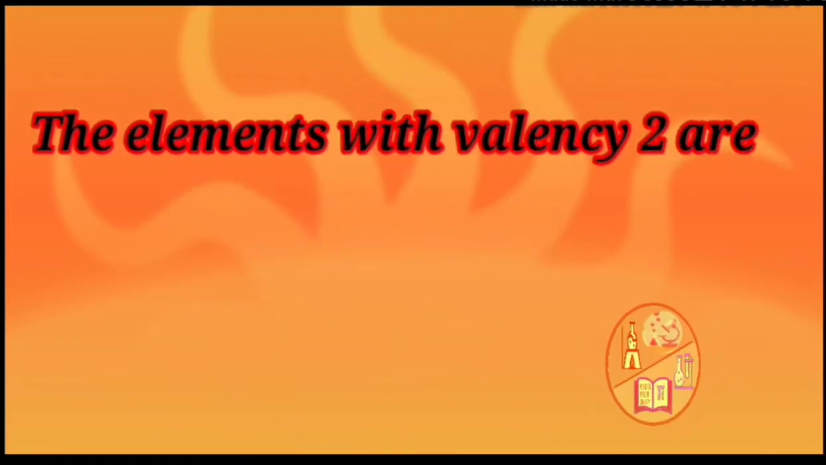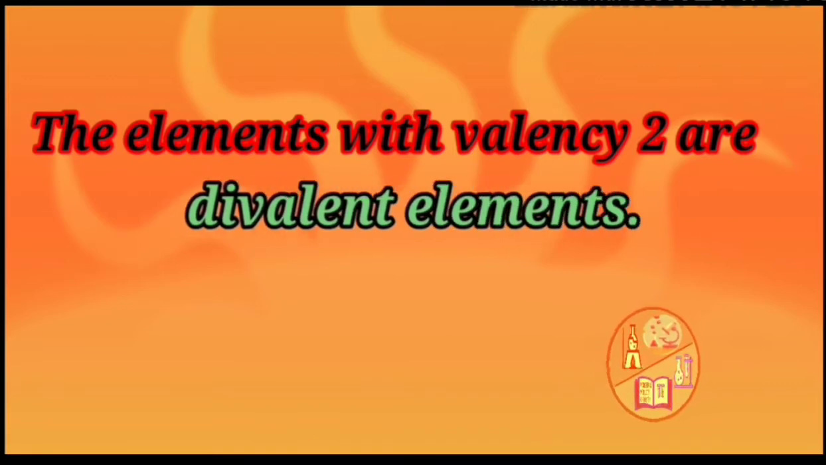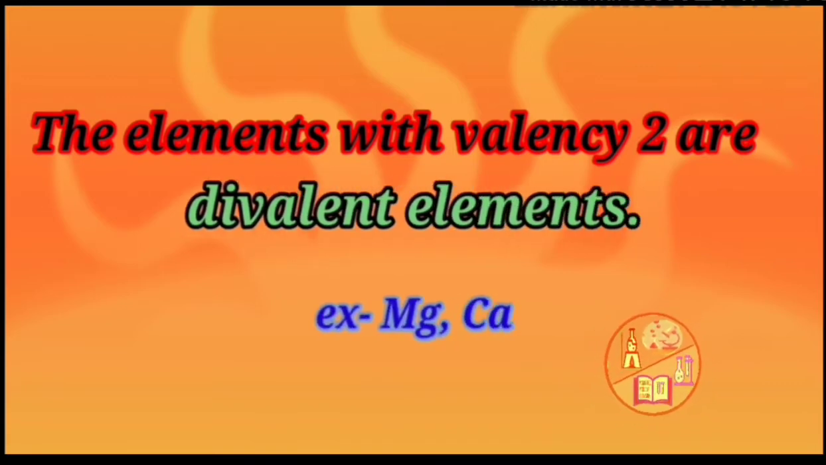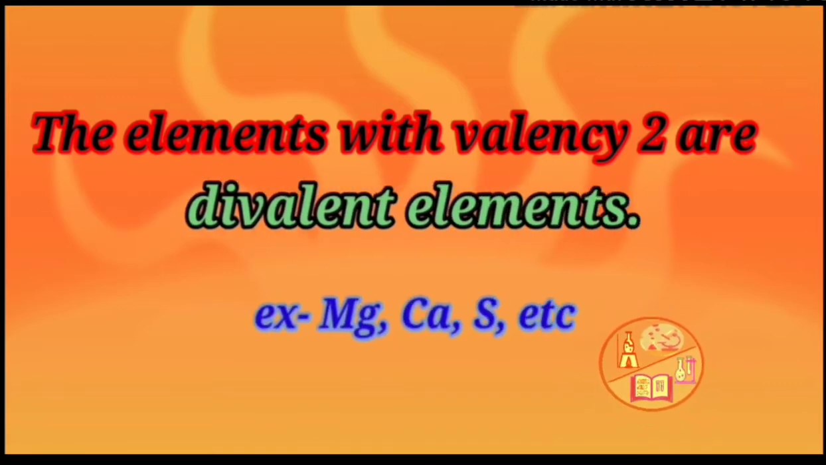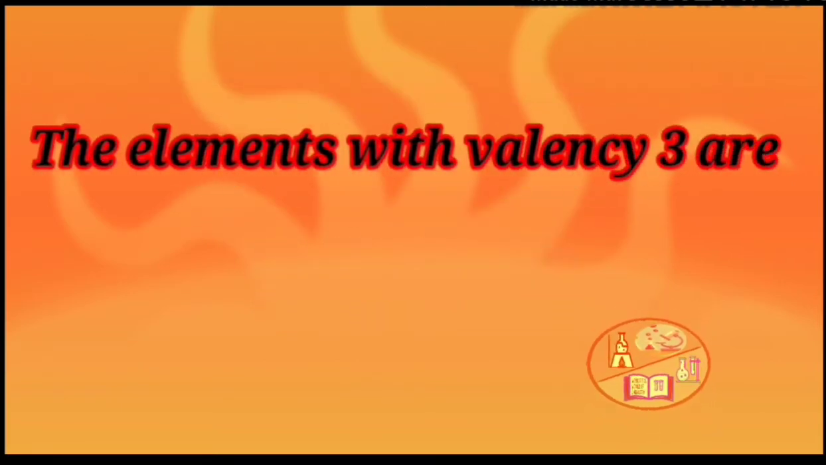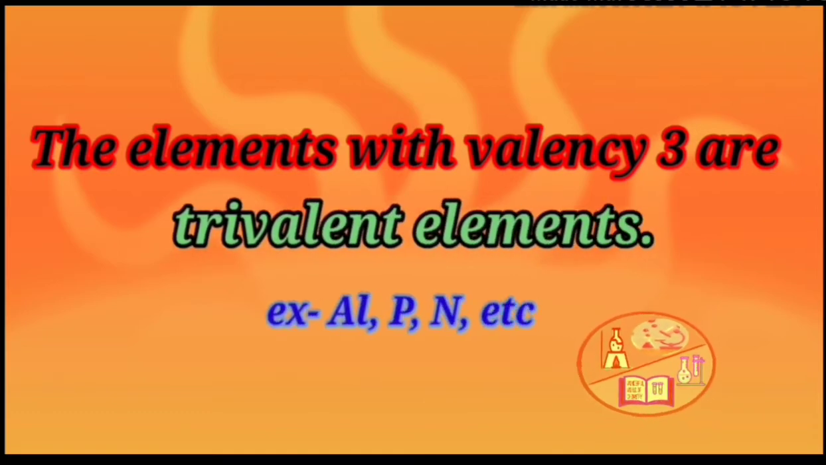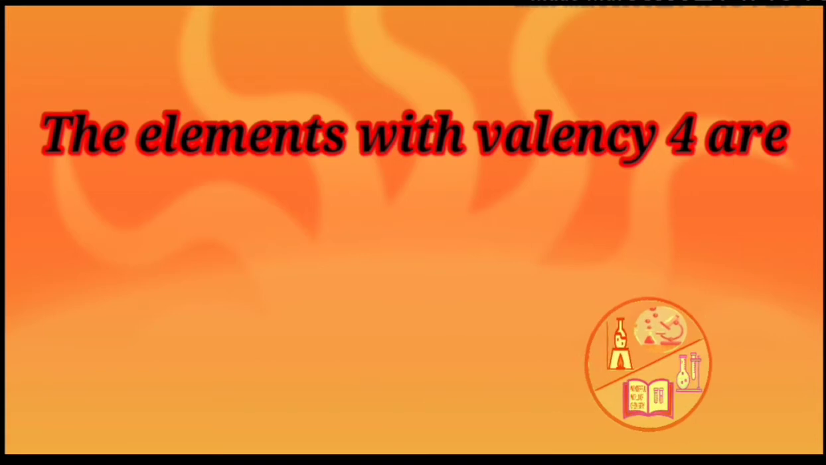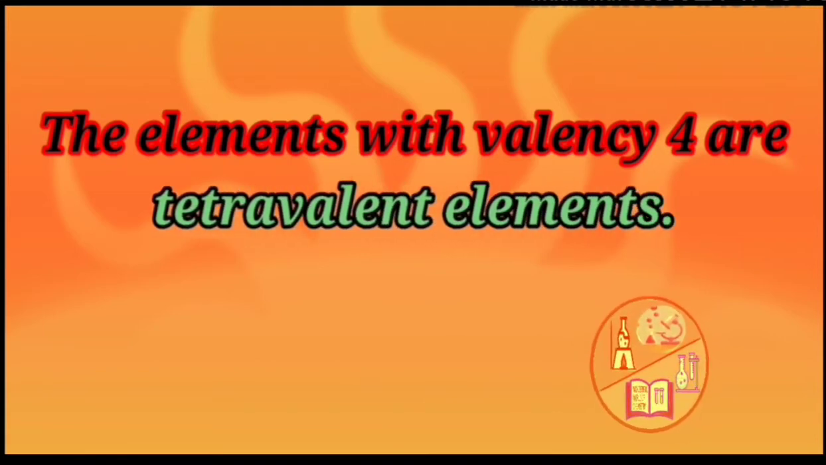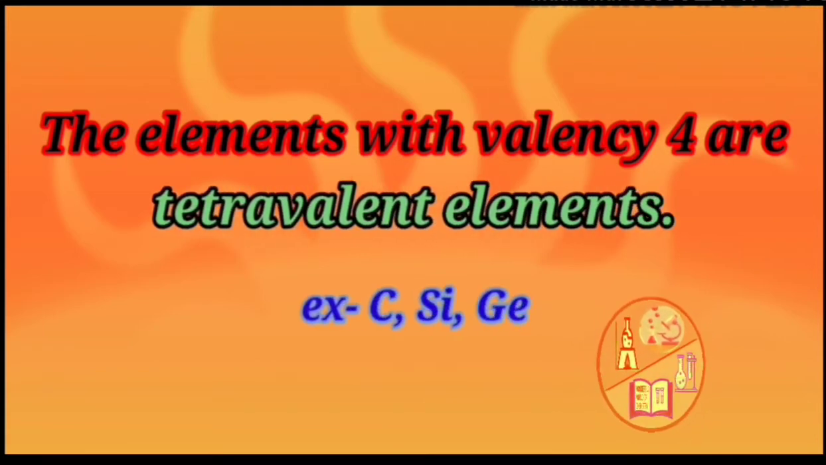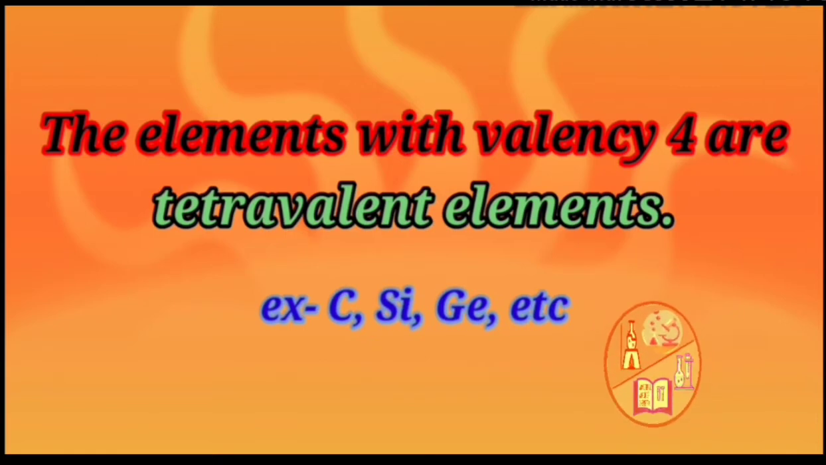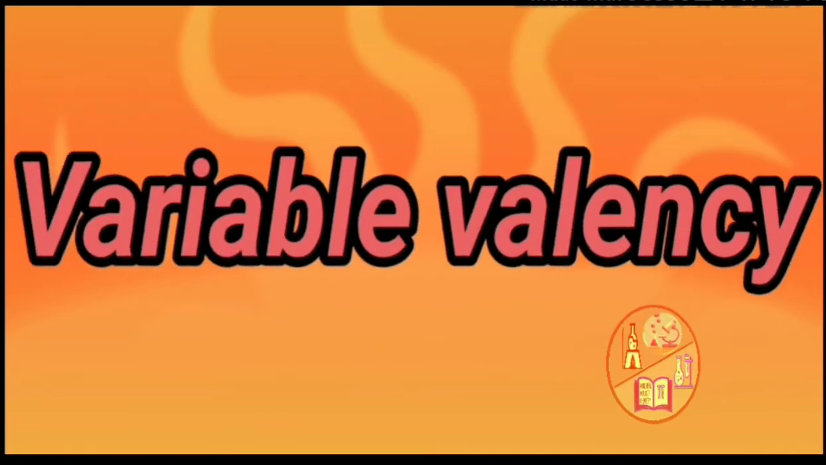The elements with valency 2 are divalent elements. Example, magnesium, calcium, sulfur, etc. The elements with valency 3 are trivalent elements. Example, aluminium, phosphorus, nitrogen, etc. The elements with valency 4 are tetravalent elements. Example, carbon, silicon, germanium, etc.